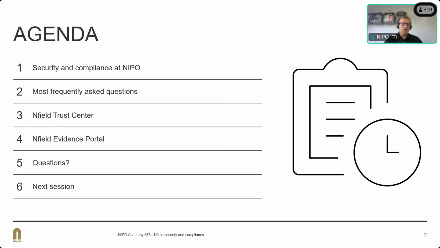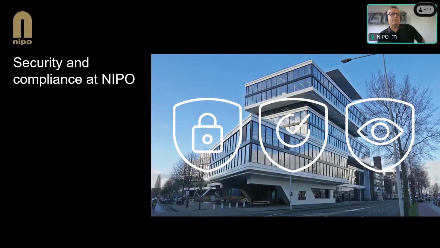We have a new feature as well. It's called the Nfield Evidence Portal that we would like to show. This contains an AI chat agent that can help you browse through our security documentation, so you don't have to open all documents. You can do it via the chat, ask the questions, and get responses from the documentation. Then there's also time for questions, of course. But let's start with security and compliance at NIPO.